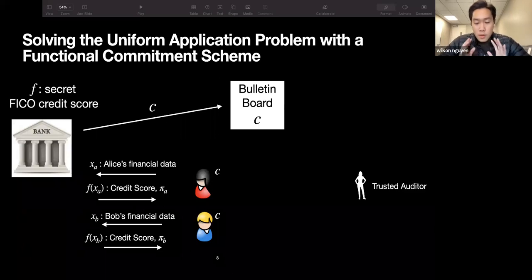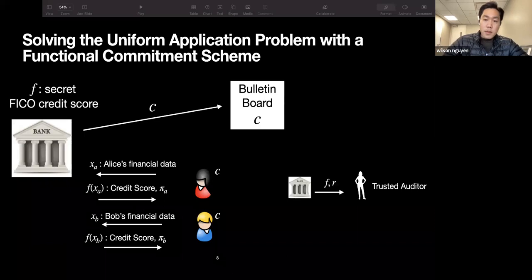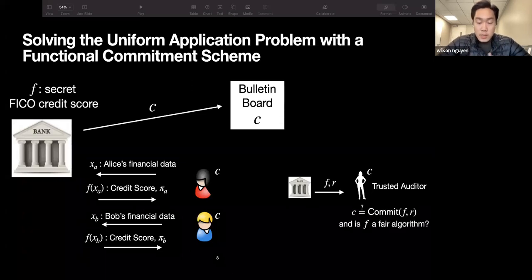So now, functional commitments also enable a different sort of functionality. Say there is some trusted auditor, in the sense that the bank trusts this trusted auditor. You can think of it as maybe some government regulatory body. The bank will give the secret FICO credit scoring function and randomness to the trusted auditor. The auditor will take the commitment from the bulletin board and keep it in their memory. And now the trusted auditor can check two things. Is C equal to the commitment based on that function and that randomness?